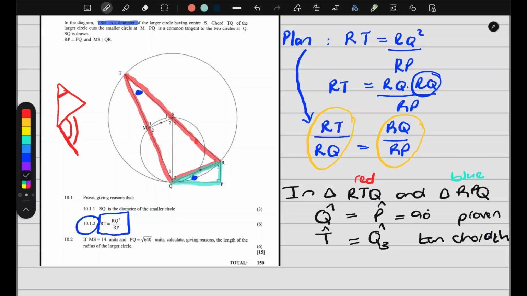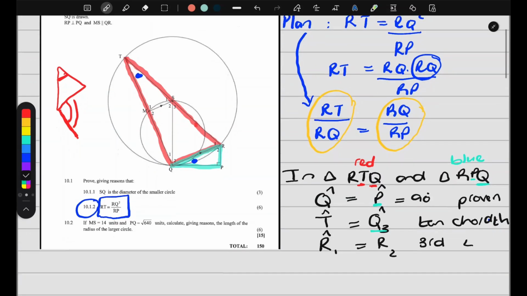Tan chord theorem. So I just need one more angle. So let's quickly check. I've used Q and I've used T. I haven't used R. So my last angle is angle R. And in the blue one, I've used P. So I've used P, this Q. So I've used Q. So I haven't used R. So in the red one, it's R1. And in the blue one, it's R2.